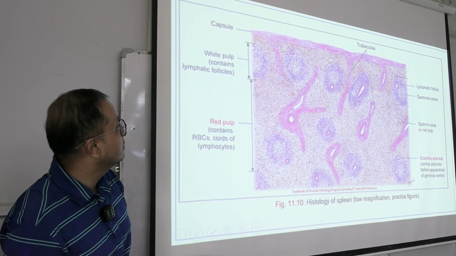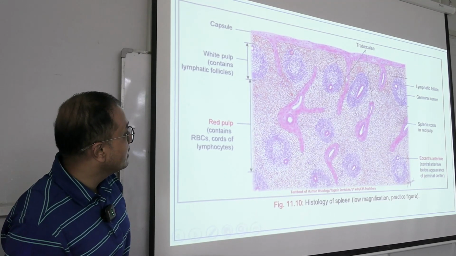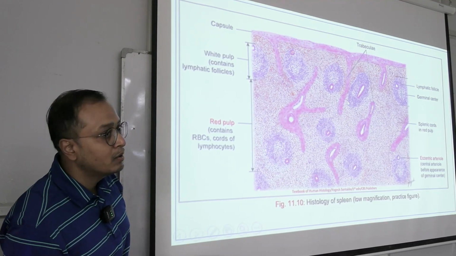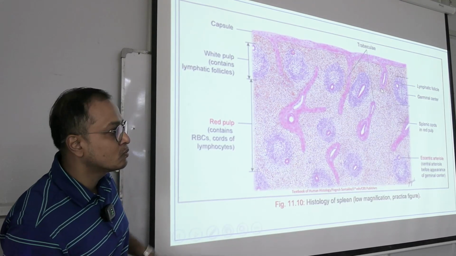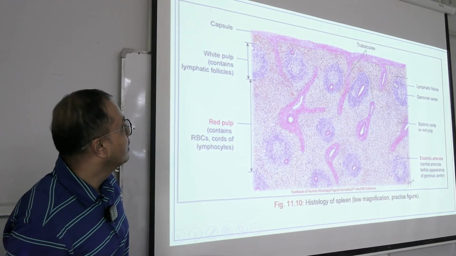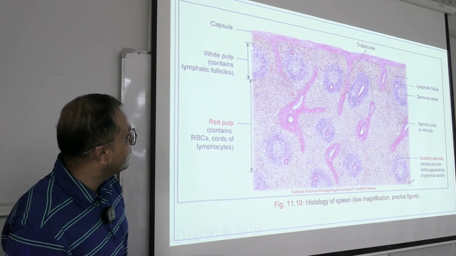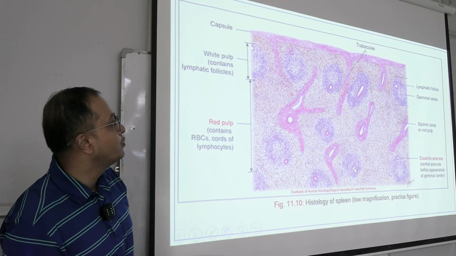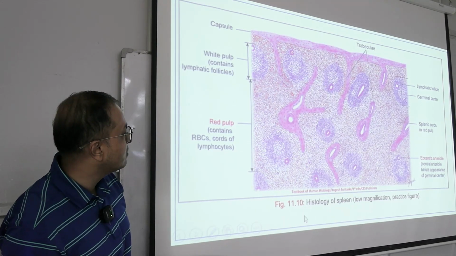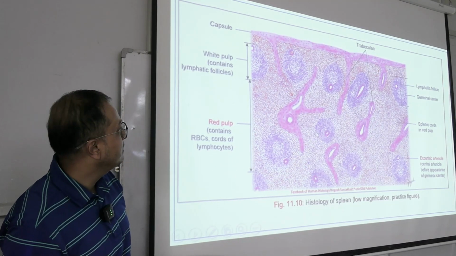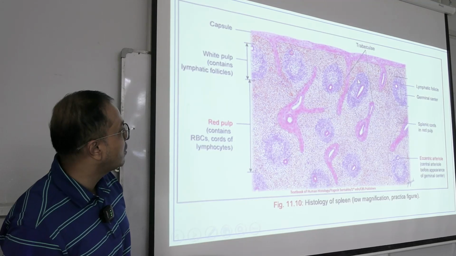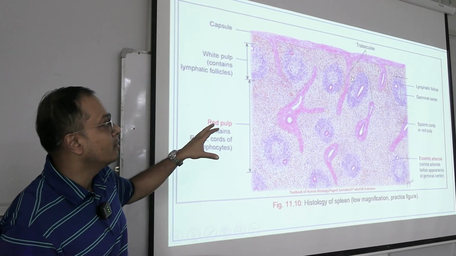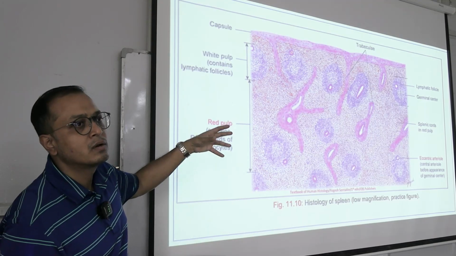So how do these things look schematically? It has a capsule. Then it goes into the depth of the parenchyma. We call them trabeculae, which split the spleen into smaller segments. Now this parenchyma can be divided into two parts. The whole canvas is red, and there are small isolated regions of scattered nodules, which appear gray or white. We call them white nodules.